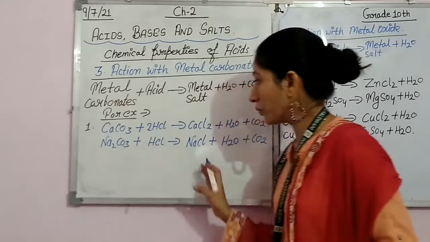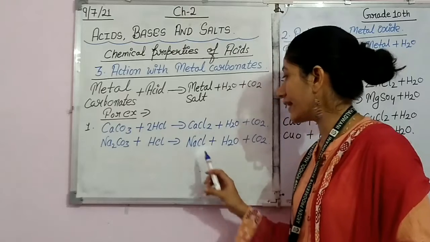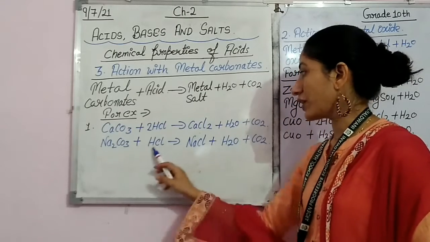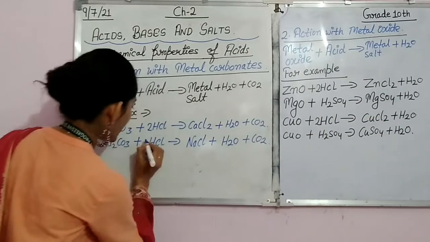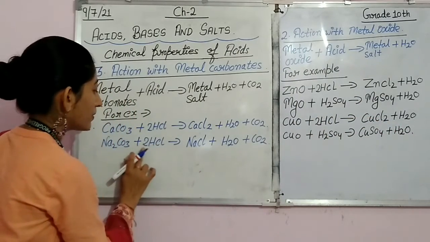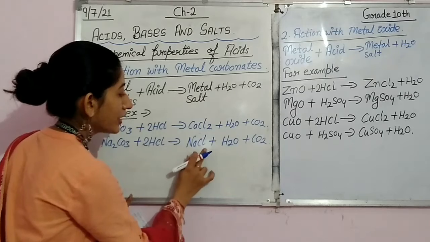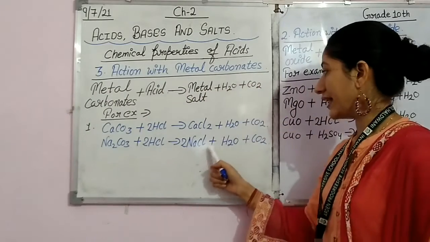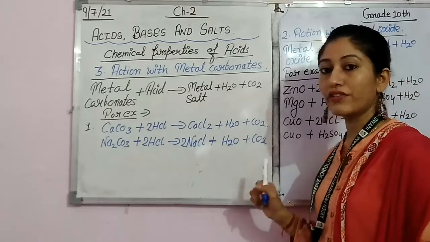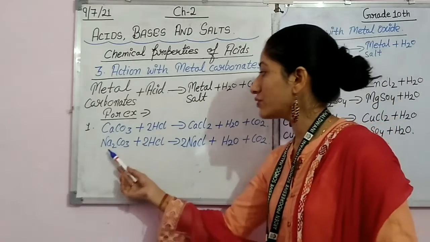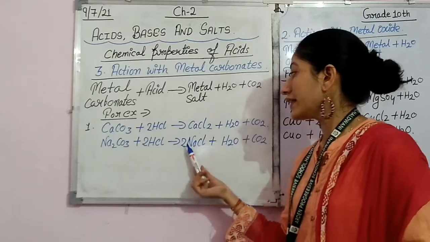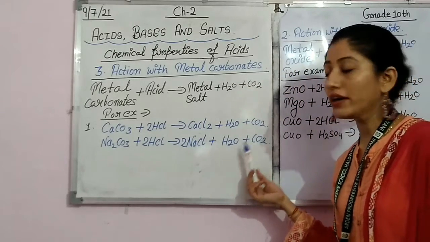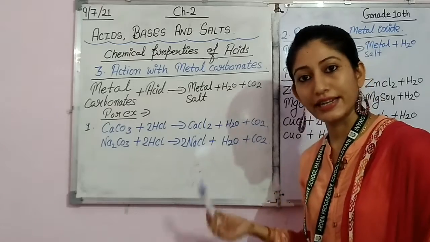And when we balance this reaction, we see that the hydrogen number is 2 on one side but only 1 on the other. So we put 2 in front of HCl: Na2CO3 plus 2HCl. But NaCl is a salt and we cannot put 2 here, so it will come like this: 2NaCl, H2O and CO2. So when we react sodium carbonate with HCl, sodium chloride salt is formed with water, and carbon dioxide gas is released.